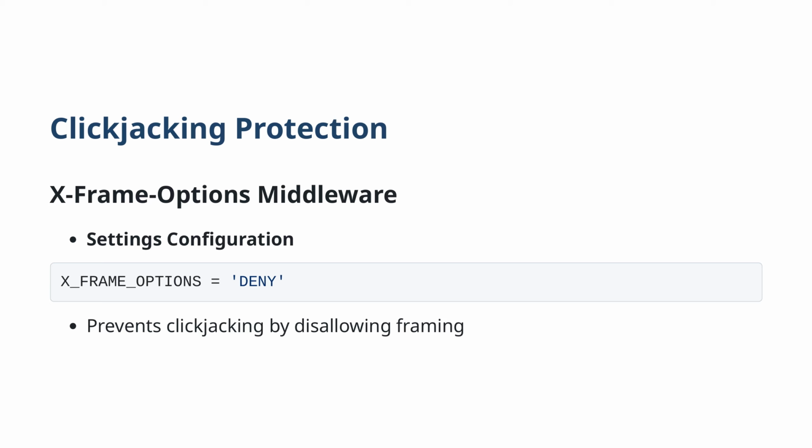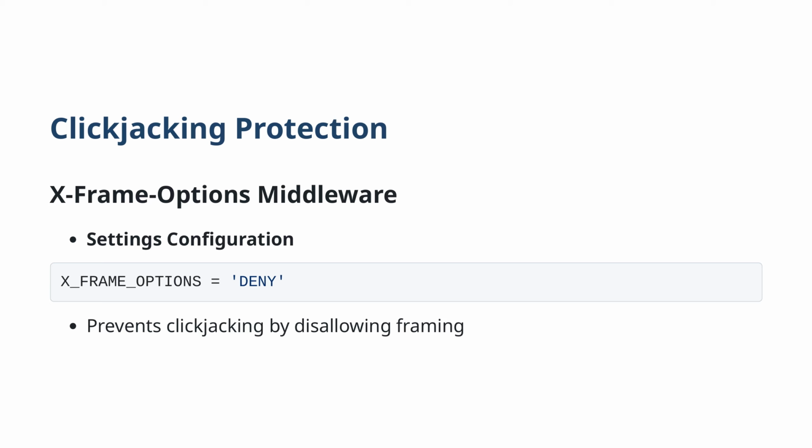Clickjacking is a common web application vulnerability where an attacker tricks users into clicking on something different from what the user perceives, often leading to unintended actions. To mitigate this risk, Django provides built-in middleware that helps protect your application. One of the key mechanisms is the X-Frame-Options header. By configuring this middleware, you can instruct browsers to prevent your web pages from being framed.